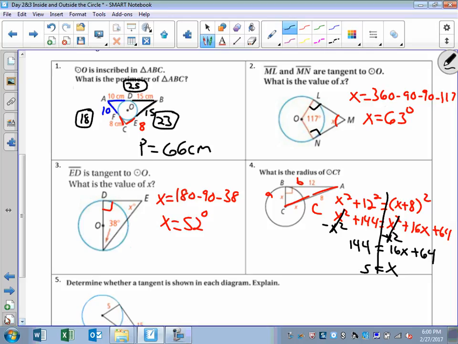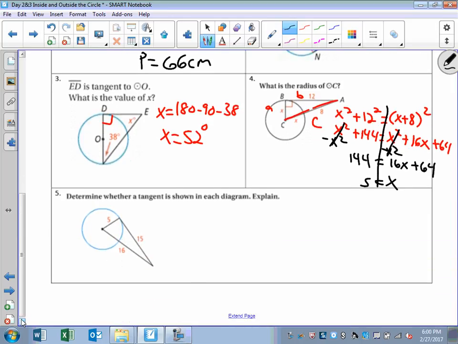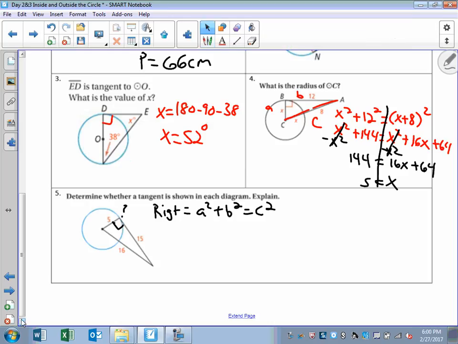And for the last one, determine whether a tangent is shown. So pretty much we need to figure out if we have a right angle here. If it's a right triangle, that means that a squared plus b squared has to equal c squared. So we need to set that up and see if that's true. So we've got c over here, a, b.